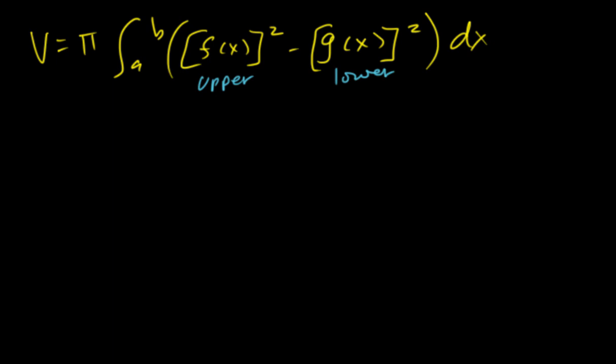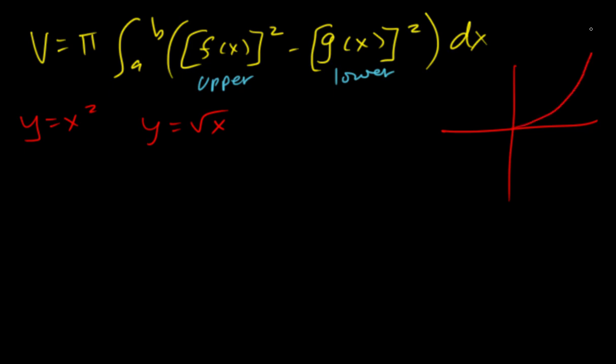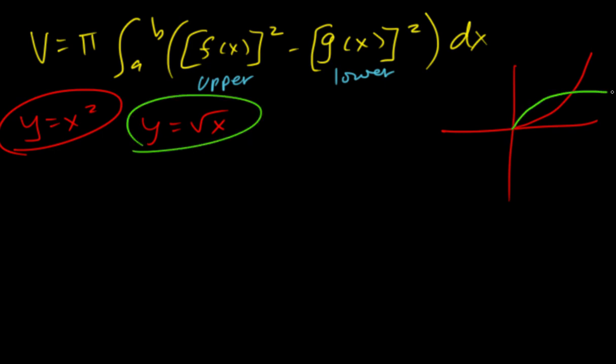So now it says find the volume of revolution generated by revolving the region between y equals x squared and y equals the square root of x. Okay, so when we're setting those up, we want to know which one's on top and which one's on bottom. So y equals x squared looks like this, and then this one is going to look like this. And so the green is going to be the upper, and this is going to be the lower.